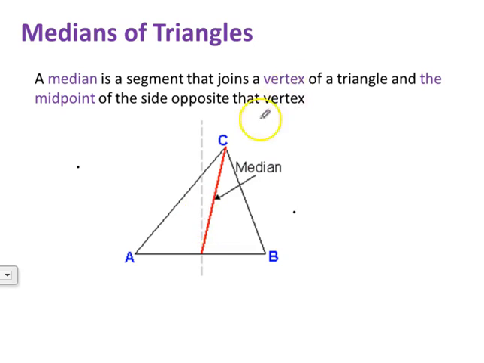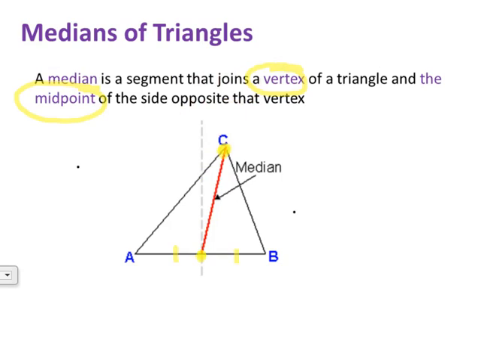A median always has a segment that intersects a vertex, and intersects the opposite side at the midpoint. So remember, it's going to divide it into two equal sides. So we're connecting a vertex to a midpoint. Vertex and a midpoint. And that's what makes a segment a median.